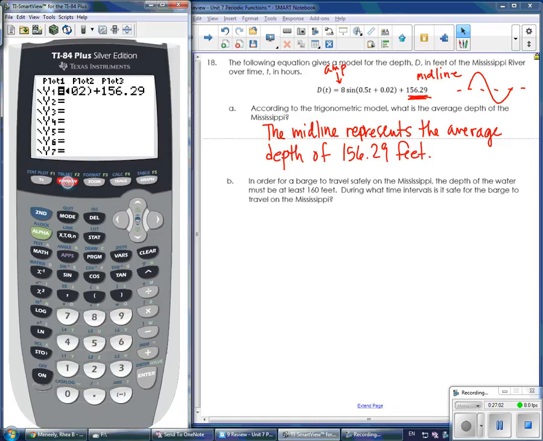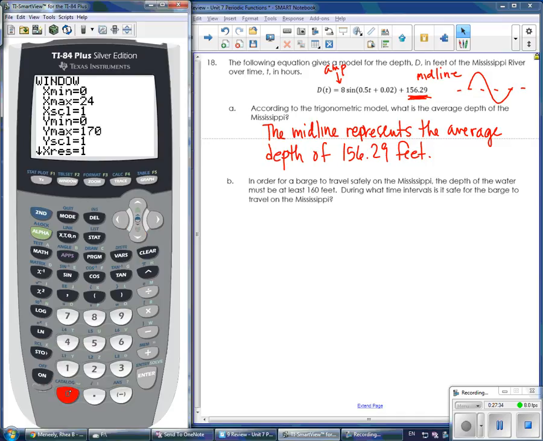So if I go to my window settings, I know that time is measured in hours. So I really only need to go from 0, and then my x max should be 24. And then the water depth, if the average depth is 156 feet and the amplitude is 8, that means from 156 it could go up 8 or down 8. So if I rounded that, I could probably make my maximum for my y window to be maybe like 170. So let's go ahead down to where it says y max and type in 170.